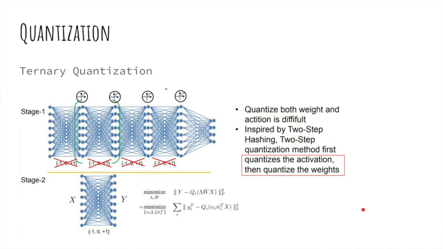Next one is ternary quantization. This is an example of ternary quantization. It uses -1, 0, 1 to quantize the network. There are 2 steps. The first step, it quantizes the activation, which are the feature maps. The second step, it quantizes the weights.